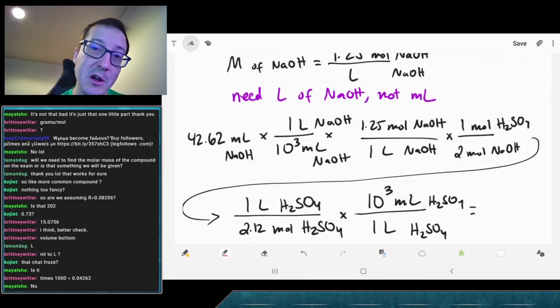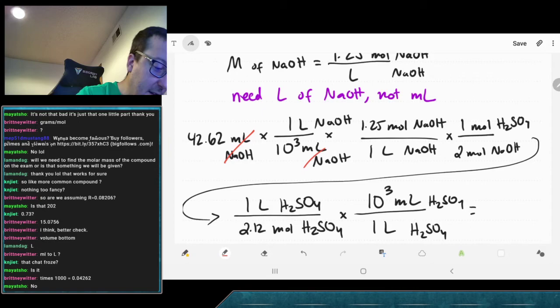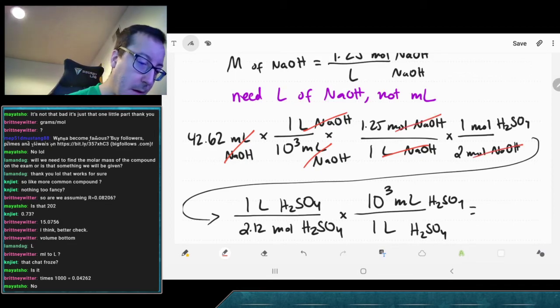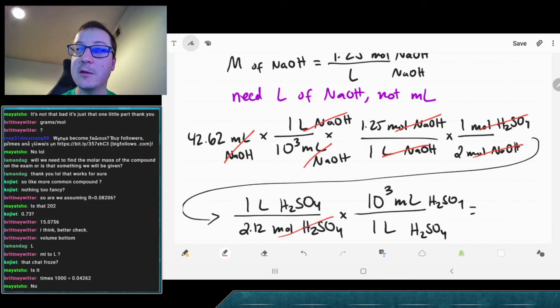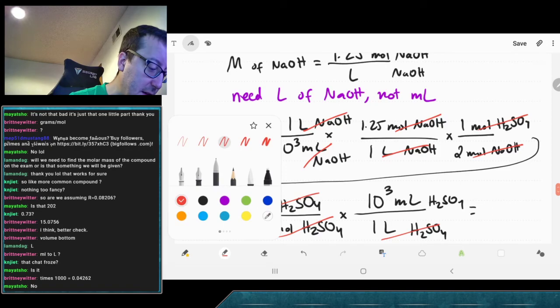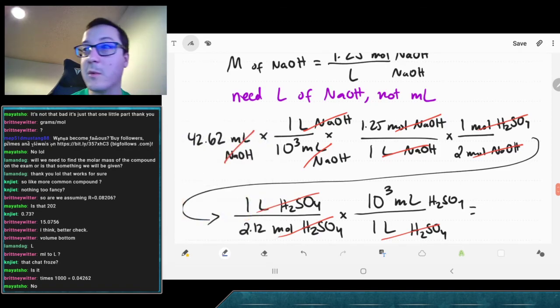Wow, that was long. But let's double check all of our units make sense. That's going to make sure everything that needs to be on the top is where it should be. Everything that should be on the bottom is where it should be. So milliliters of NaOH cancels out. Liters of NaOH cancels out. Moles of NaOH cancels out. Moles of sulfuric acid cancels out. Again, sorry that it's in two separate lines here, but ran out of space. And liters cancels out. We are left with milliliters of sulfuric acid, which is what we were asked for in the problem.